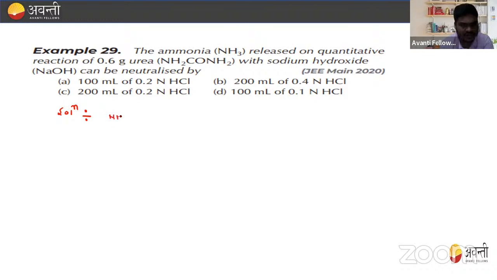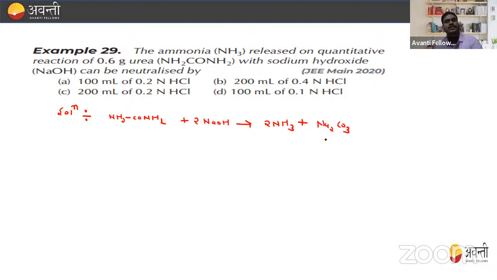So what happens when NH2CONH2 reacts with 2 NaOH? It will produce 2 NH3 plus Na2CO3, right? So when NH2CONH2 reacts with 2 NaOH, it will produce 2 NH3 plus Na2CO3.